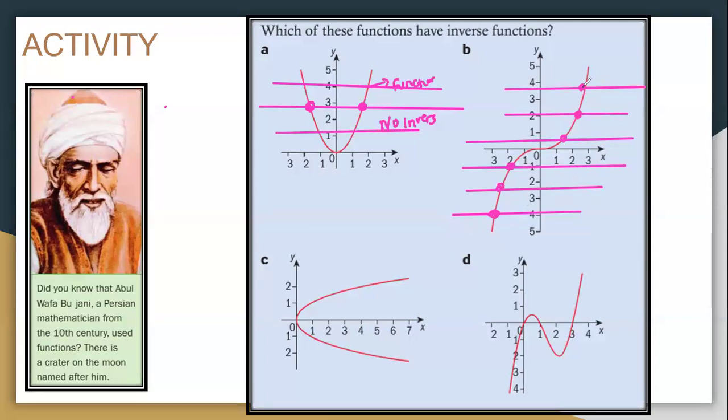Now, for such a function, since it has only one point where the horizontal line cuts it, then we shall say that this one has an inverse. Because for any corresponding value of y, there is only one input. So here, it means that there is one value of x that corresponds to the y.